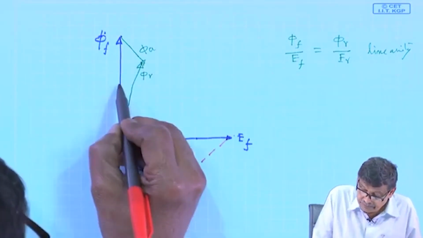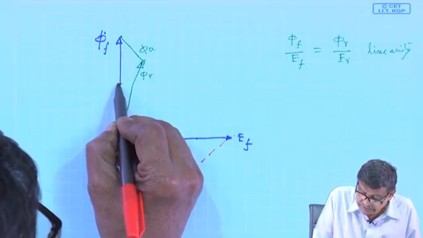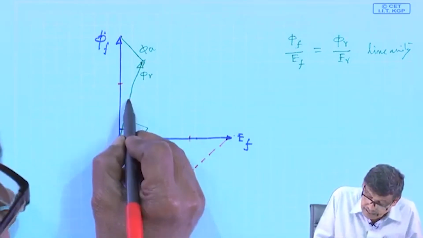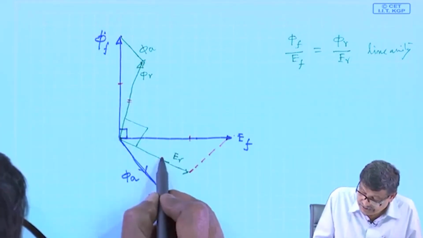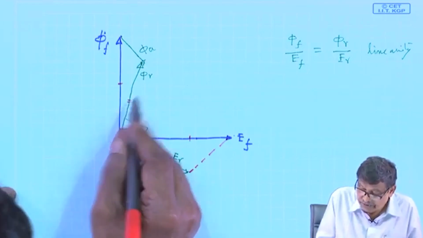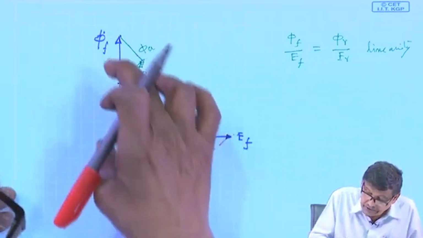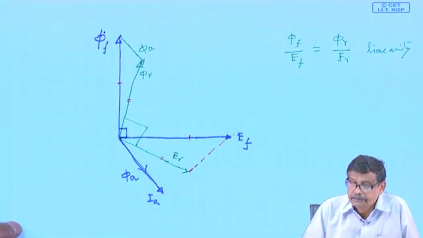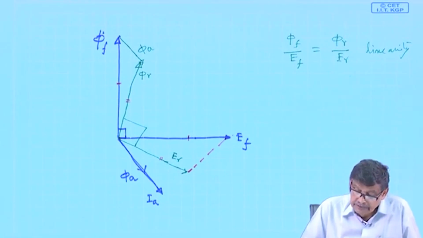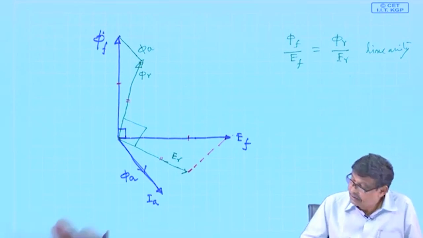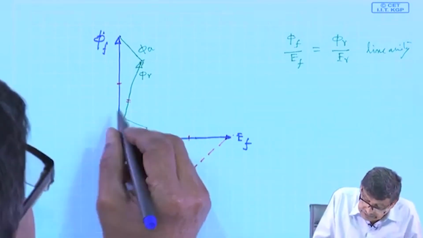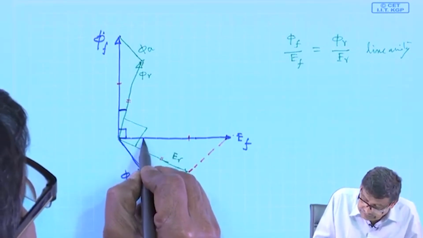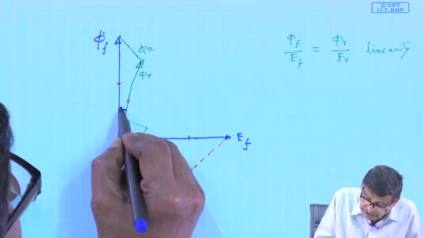We find that the ratio of these two sides is the same as the ratio of these two sides. These are not equal, but the ratio phi r by ER is equal to phi f by EF, because of this thing. This is one thing. The second thing is that this angle is the same as this angle. These two angles are the same.